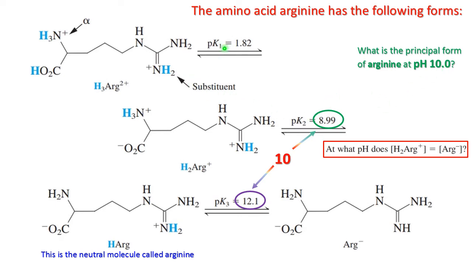Now I'm looking at the pKs. 10 is between 8.99 and 12.1. So what species is predominant between this and this point? It will be a neutral molecule of arginine. Why am I saying it's neutral? Because it's 1 minus, 1 plus. The total charge of this species will be 0.